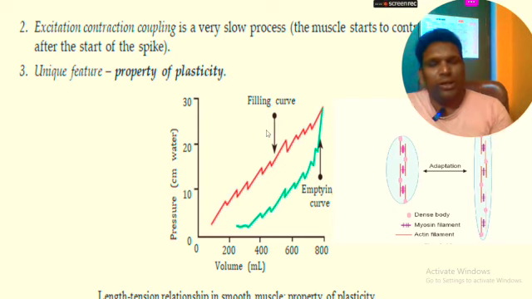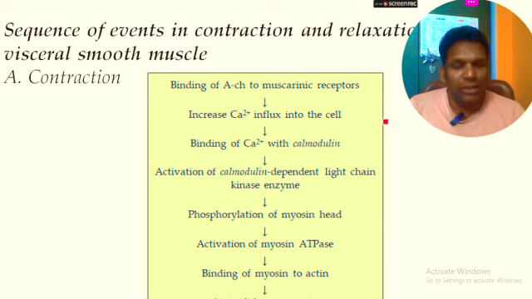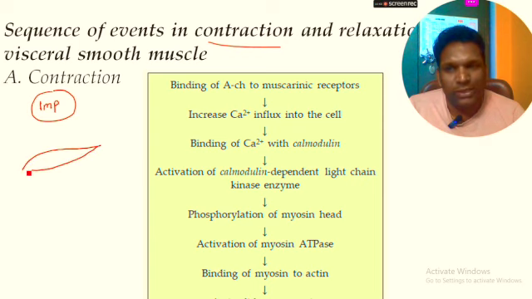Events of contraction in the smooth muscle fiber. How does the muscle get contracted? Suppose when you talk about a smooth muscle fiber, I just draw over here with an elongated nucleus. It has got its own receptor. When acetylcholine binds with the receptor, there are two types of receptors, nicotinic and muscarinic receptors. The ones which are present over here are muscarinic.